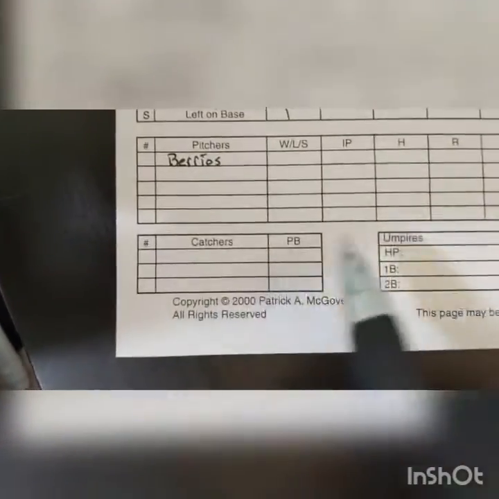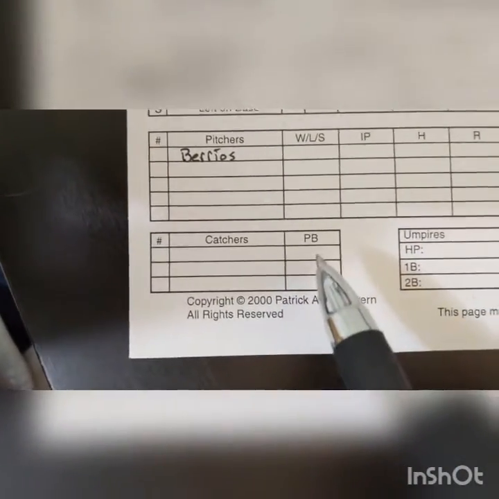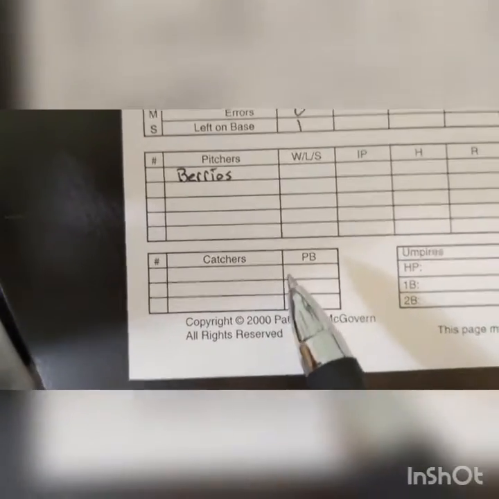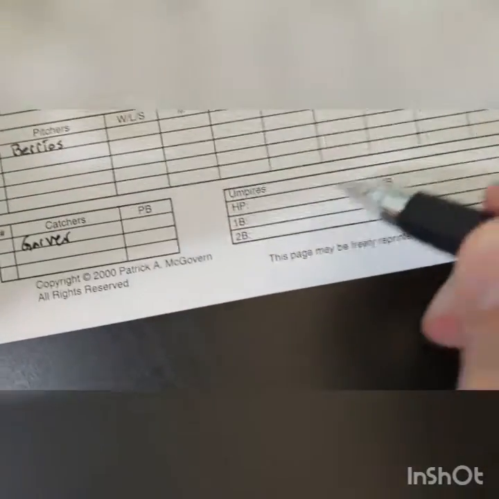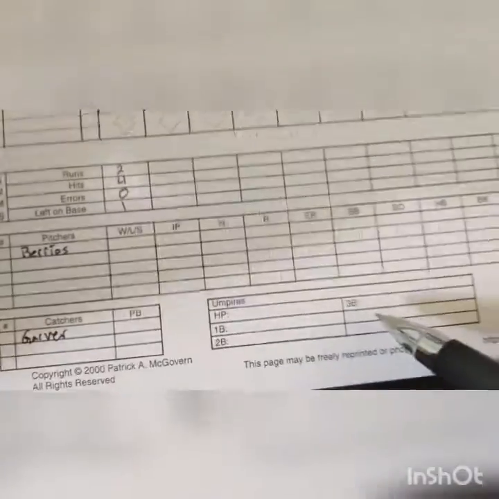Then you can put down your catchers and the number of passed balls, the balls that get by him that are thrown from the pitcher. So I think Mitch Garver is going to be the catcher on opening day. Then you can put the umpire so you can remember who did it and what they like to call for their strike zones. Now back up to the top here.